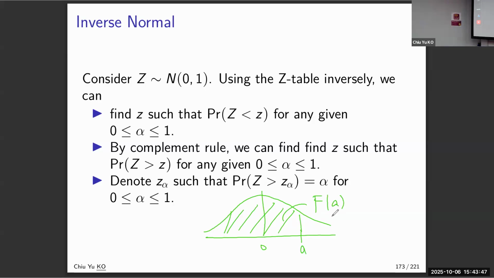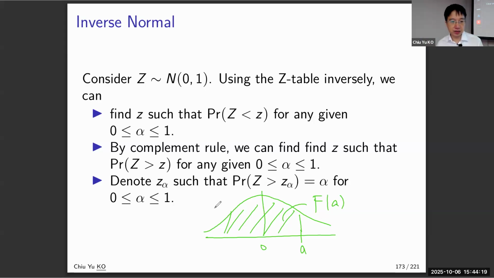So the inverse is the opposite. I give an area on the left-hand side. What is this number? If I give you 0.5, you know it's 0. If I give you 1, that is positive infinity. I give you 0, negative infinity. So it shouldn't be too surprising for you. If I give you 97.5, it will be 2. Somewhat related. So how do you do that?